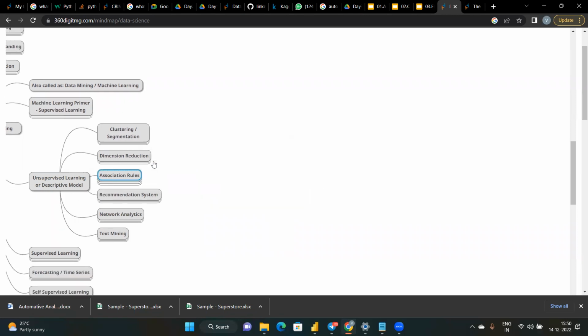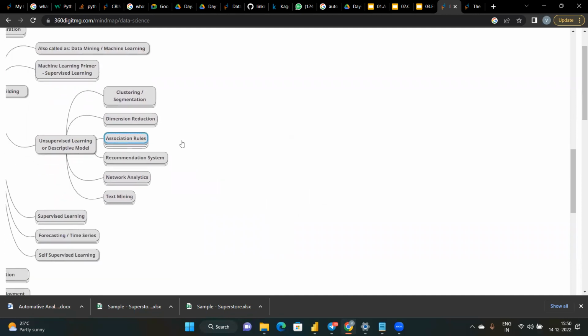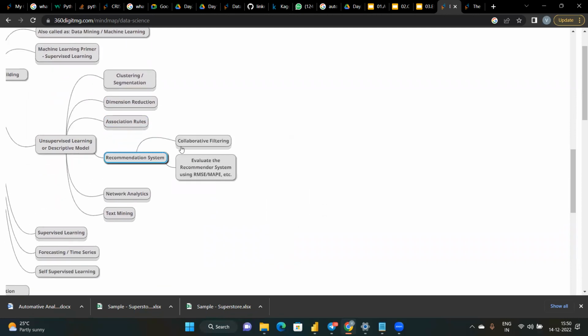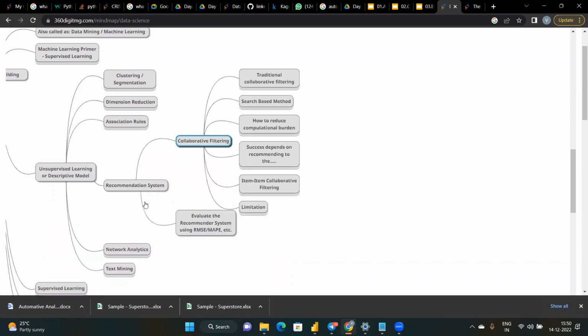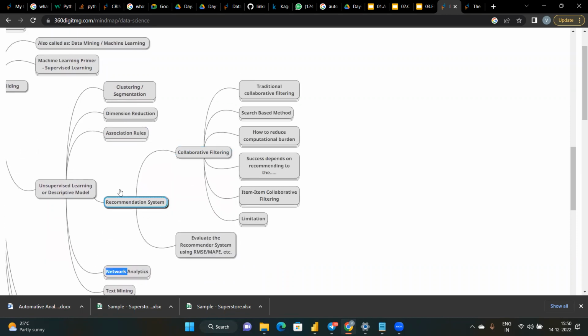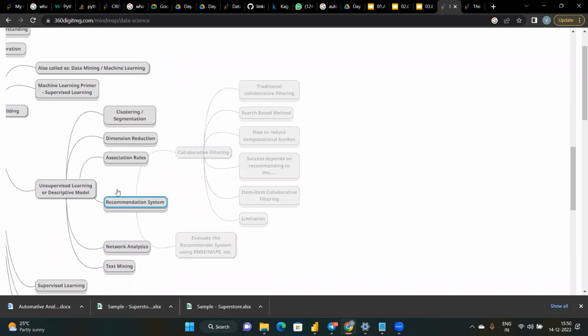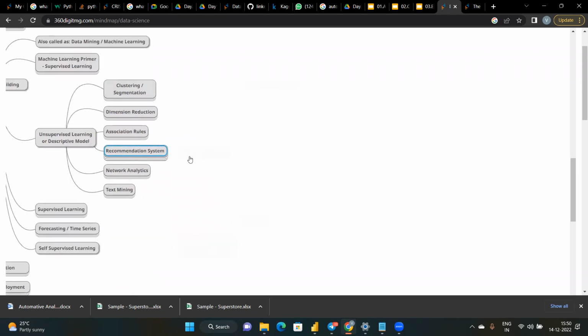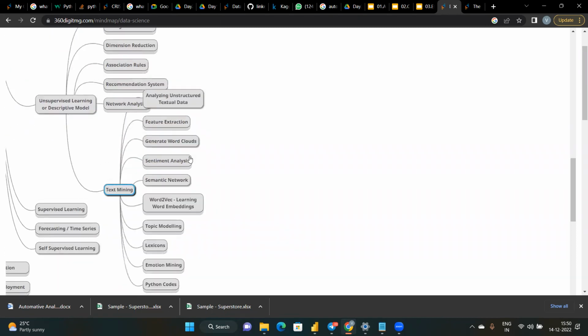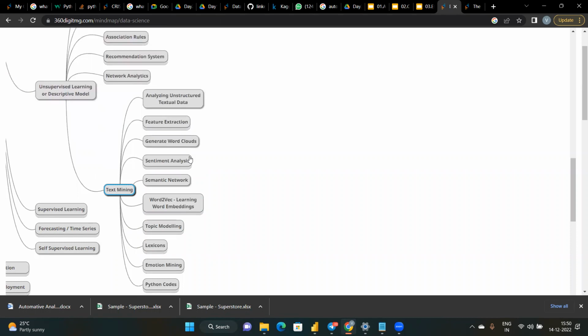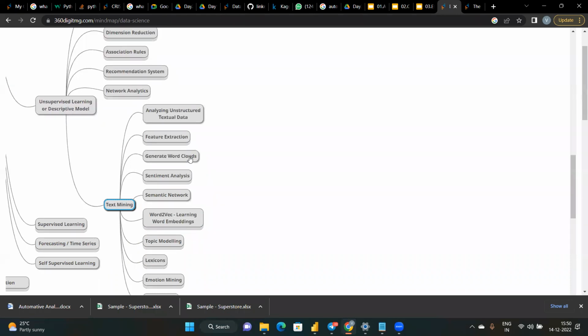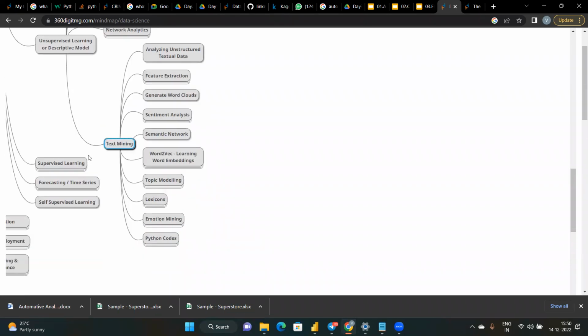The next one we're going to see is the recommendation system. Recommendation system, guys, as I said, we have seen that. And text mining, guys: if you go for text mining, we're going to see unstructured data, textual data, feature extraction, sentiment and semantic inputs, emotion mining, and many more.